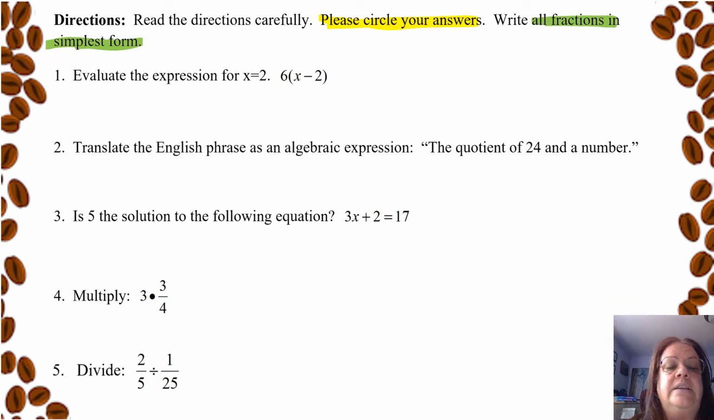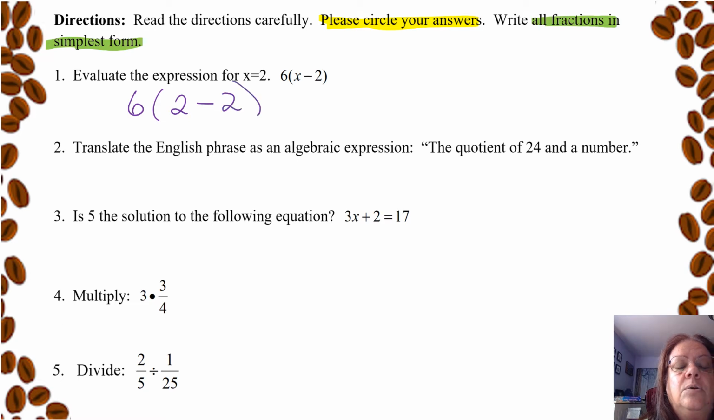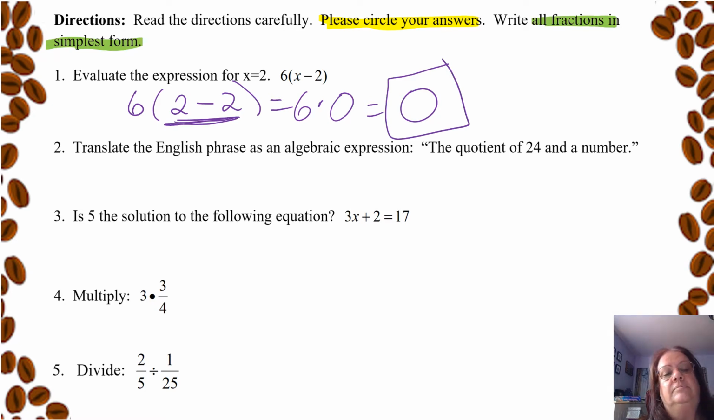All right, evaluate the expression for x is equal to 2. Well, we plug the 2 in for x. Oh dear, what does this equal? Well, that's 0, isn't it? So 6 times 0 is 0.